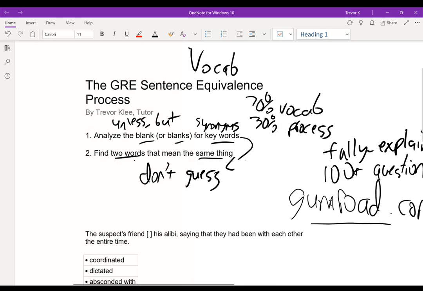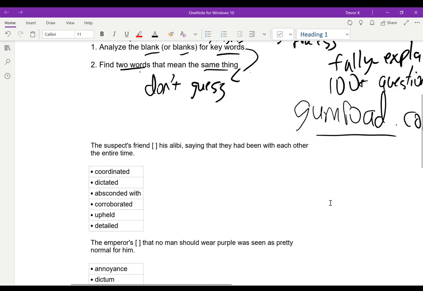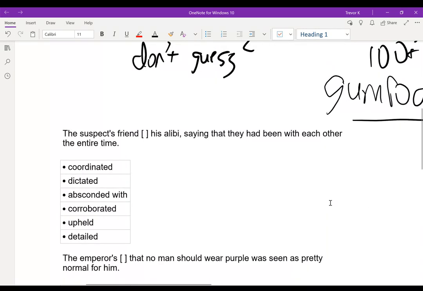All right, cool. Let's get into these questions. The suspect's friend blank his alibi, saying that they'd been with each other the entire time. So here we have a blank. Let's see what our keywords are. Well, the suspect's friend is doing something to his alibi. He says they had been with each other the entire time.